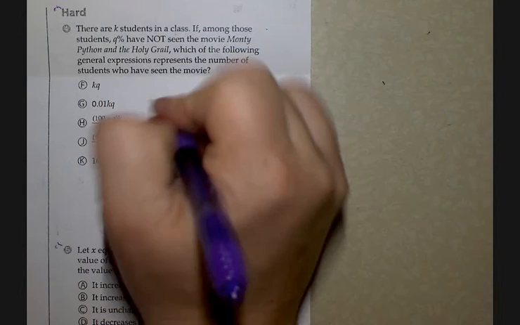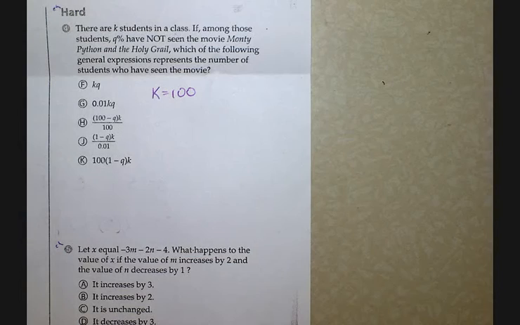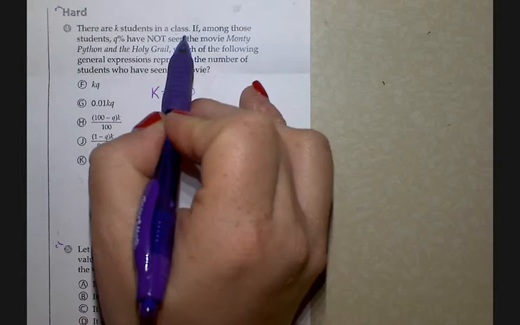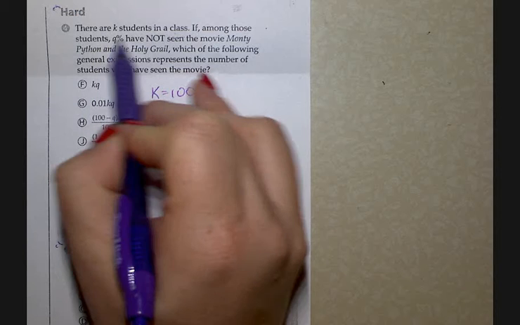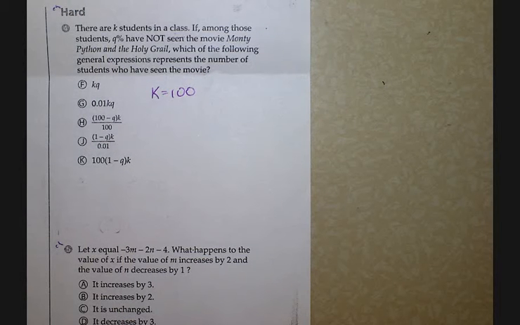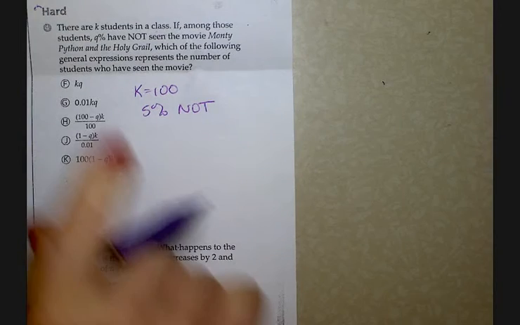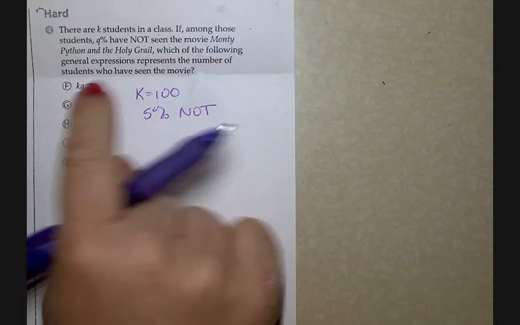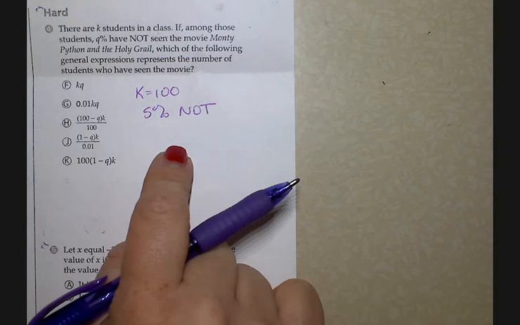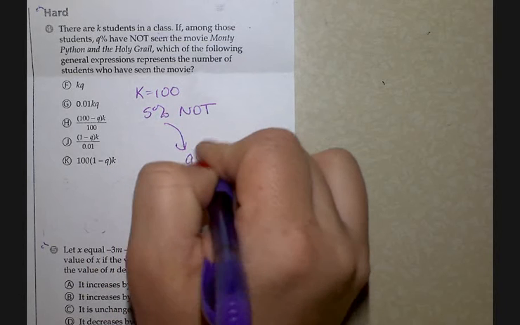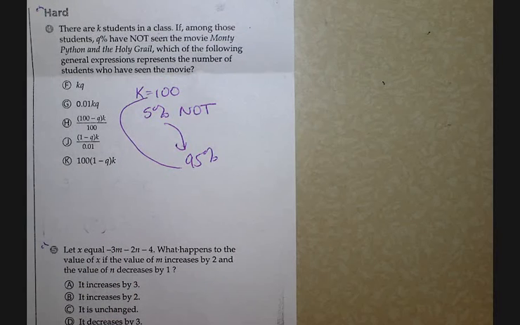There are K students in a class. Let's work with a really easy number. Do you guys agree it's really easy to work with the number 100? So let's write K equals 100. There are 100 students in class. If among these students, a certain percentage have not seen a movie. So Gilbert, choose a percentage for me that's pretty easy to work with. 5%. Okay. So if 5% have not seen this movie, then which expression represents the number of students who have seen the movie? By the way, how many students have seen it then? 95%, correct? 95% have seen it.